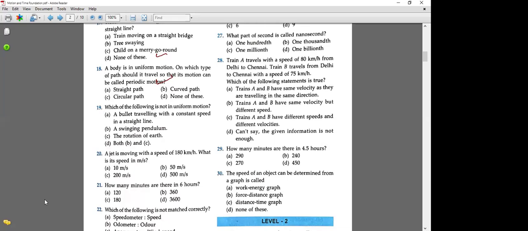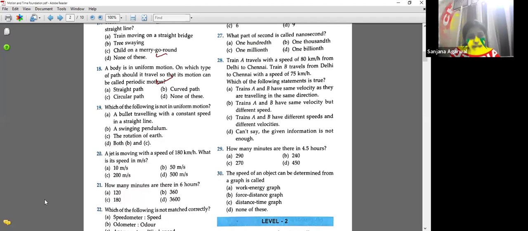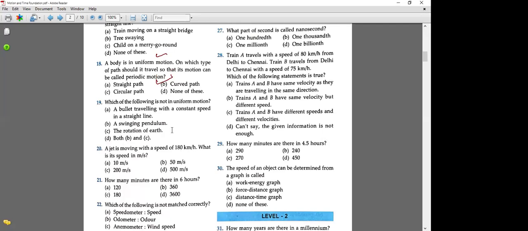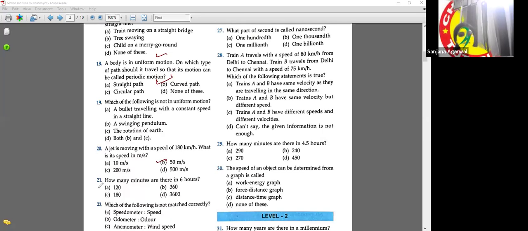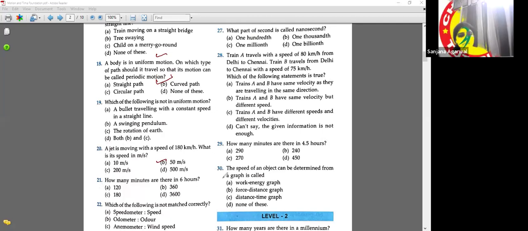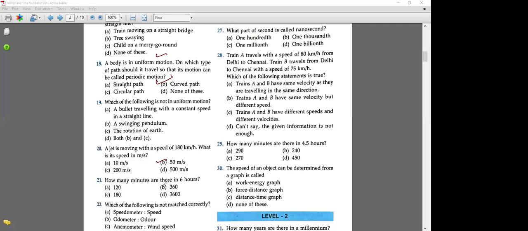Ma'am, 50. A jet is moving with a speed of 50. Which one is the correct for 20? What is the answer for 20th? Ma'am, the answer is B. 50. Okay, great. 21. How many minutes are there in 6 hours? Ma'am, B. 6 into 60. Great.